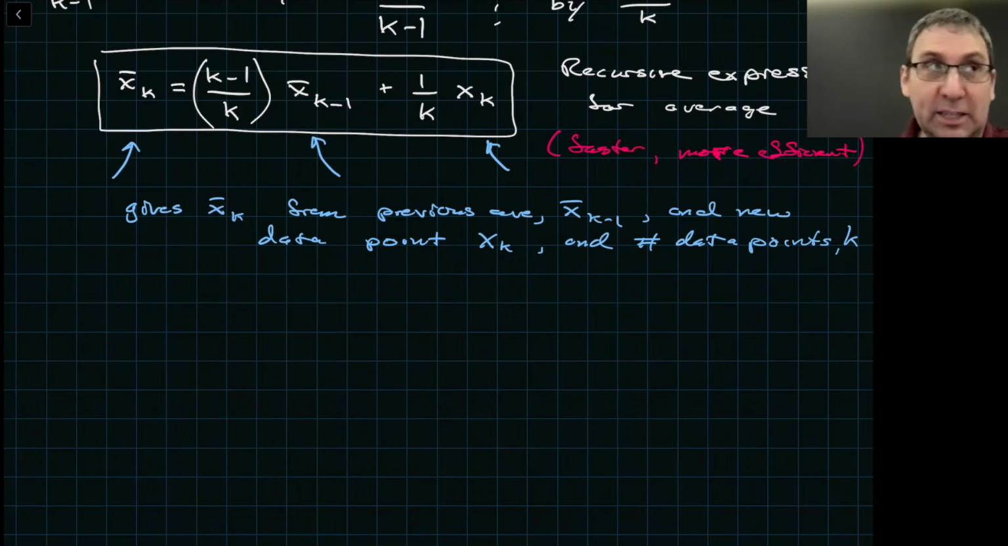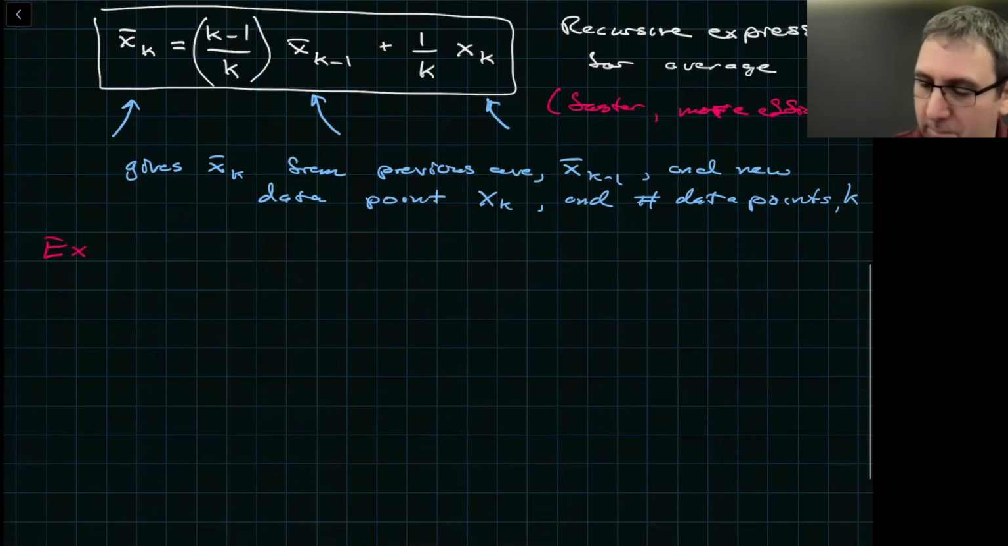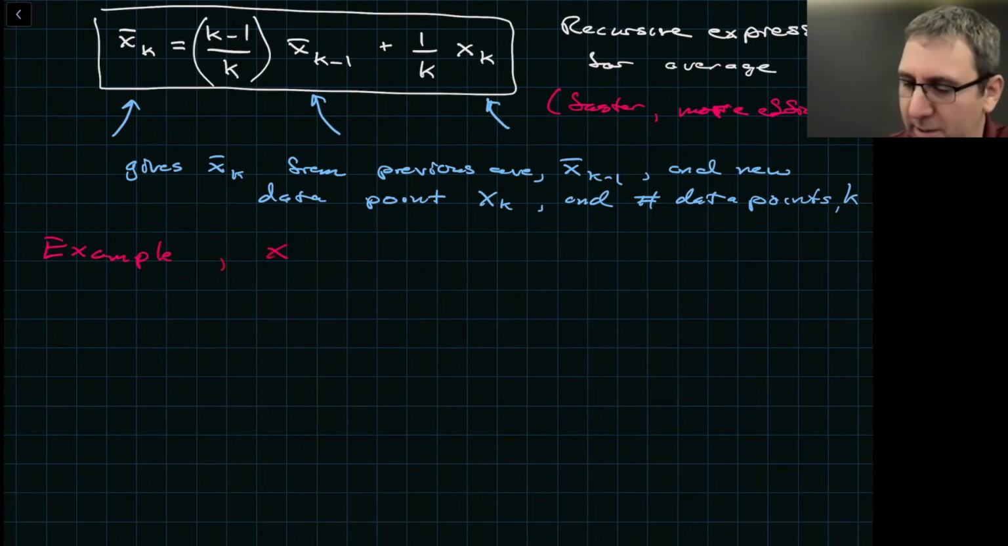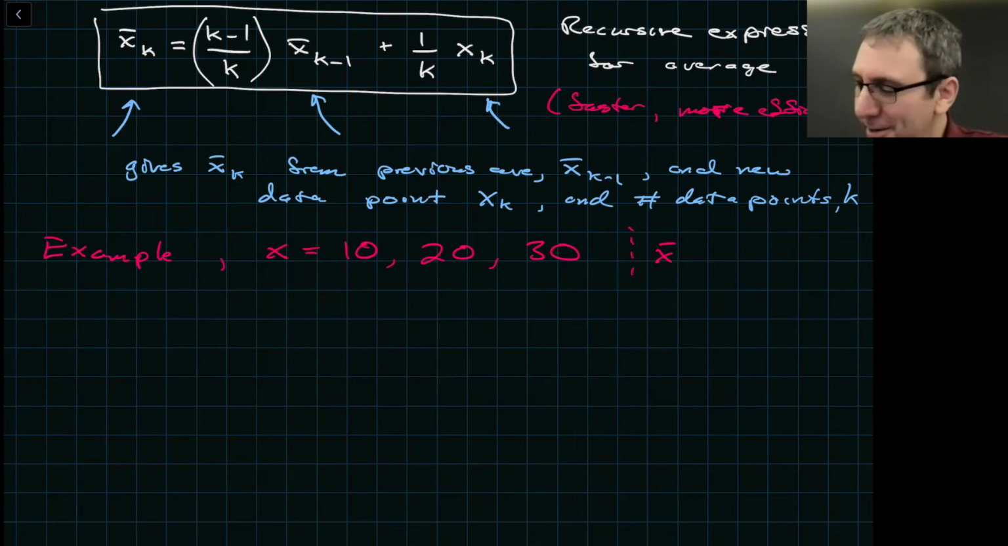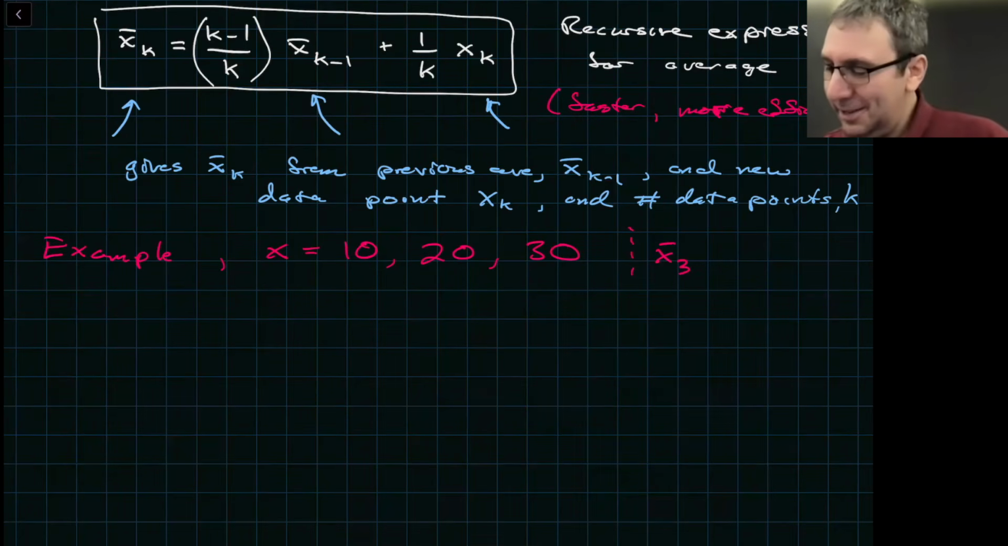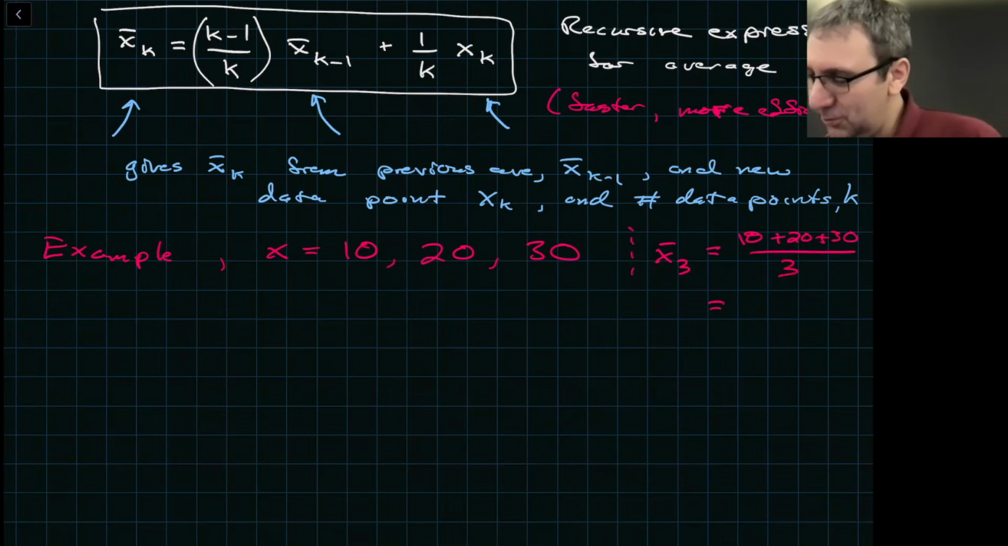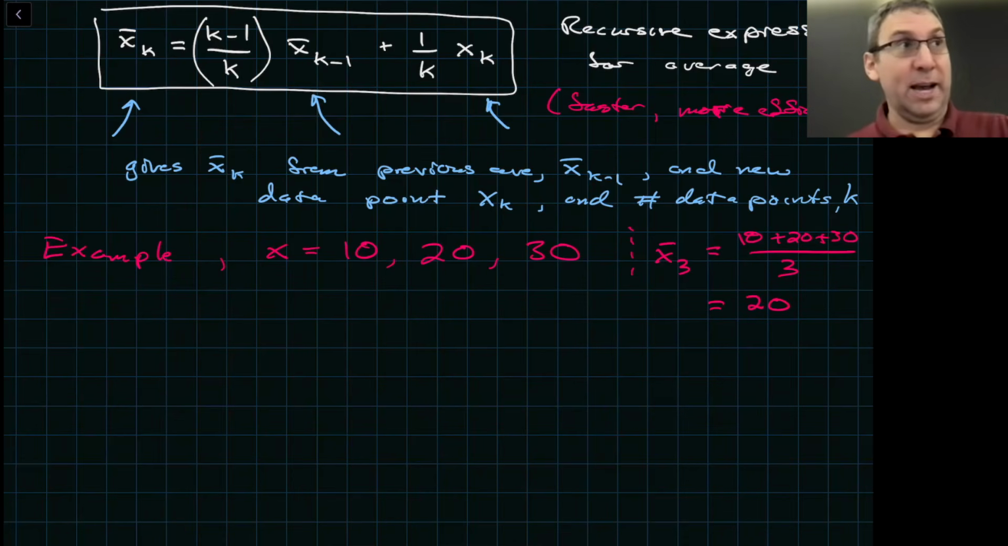So we'll do a really simple example. Suppose our data is 10, 20, and 30. Well, we can pretty easily calculate what the average x bar is. There are 3 data points, and so 10 plus 20 plus 30 divided by 3 equals 20. That would be the batch computation.